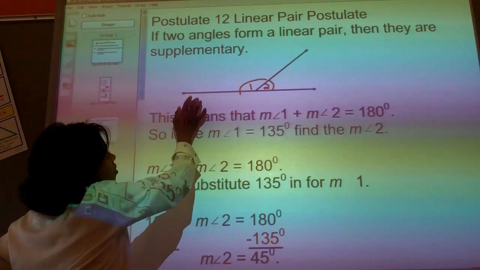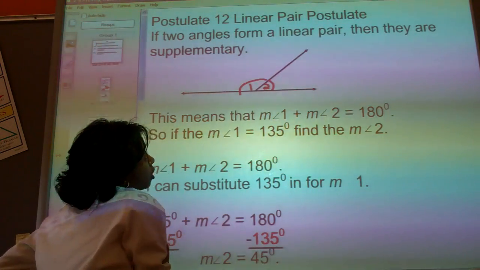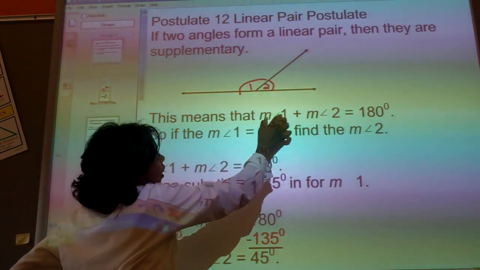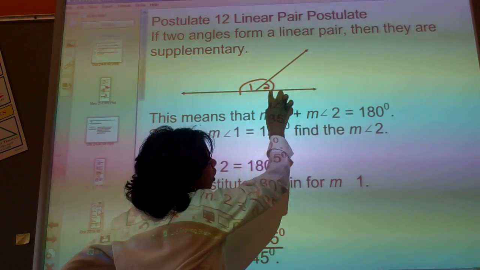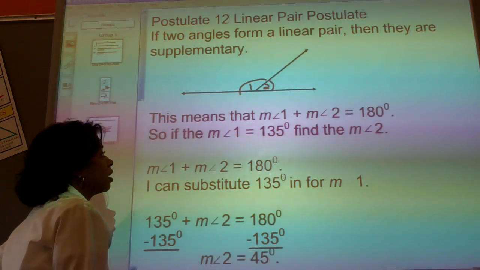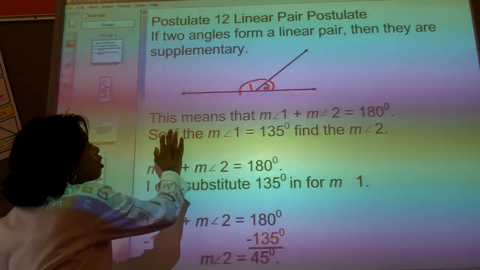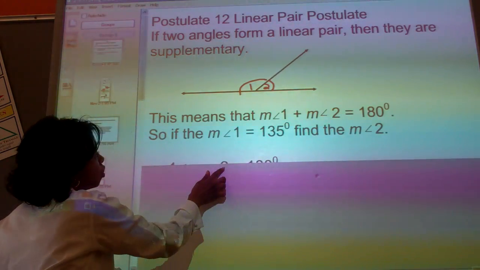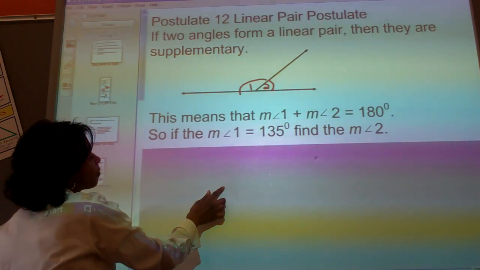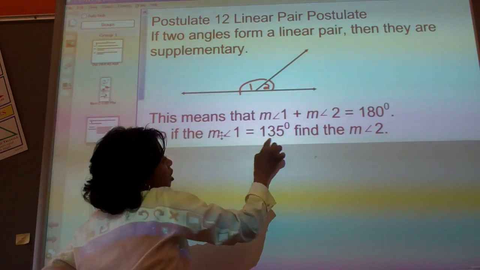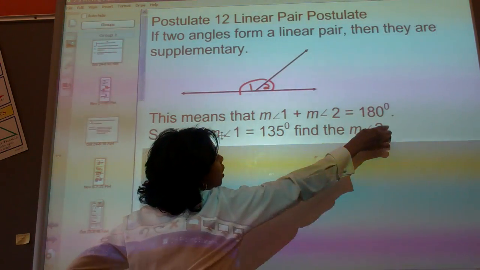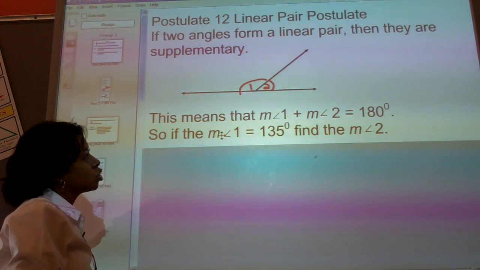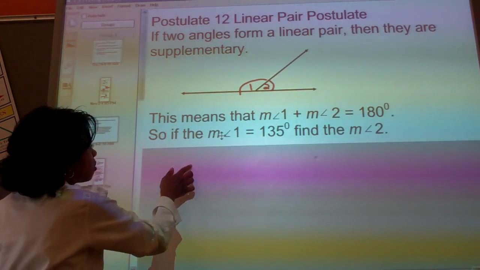If angles 1 and 2 form a linear pair, that means that the measure of angle 1 plus the measure of angle 2 will be equal to 180 degrees. So if we were trying to find the measure of angle 2, given that the measure of angle 1 is 135 degrees, we can solve for the measure of angle 2. Simply plug it into an equation.